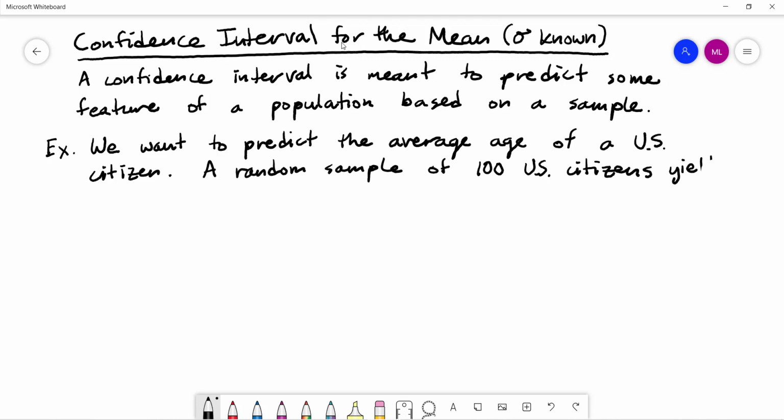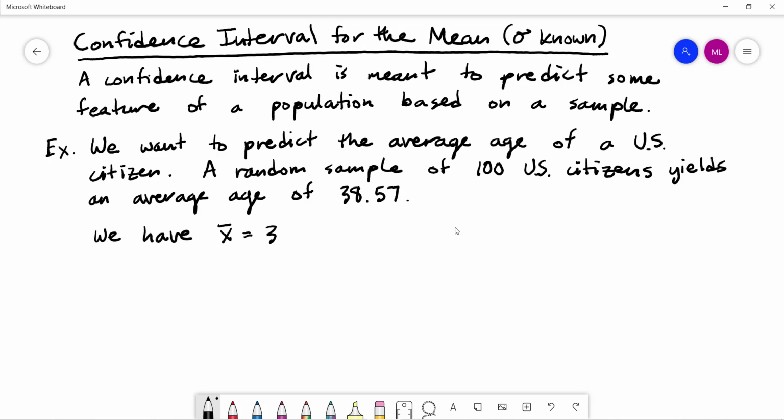And let's say that that yields an average age of 38.57, hypothetically. So this is the number that we got for our sample mean. We have x bar equals 38.57, and we want mu.